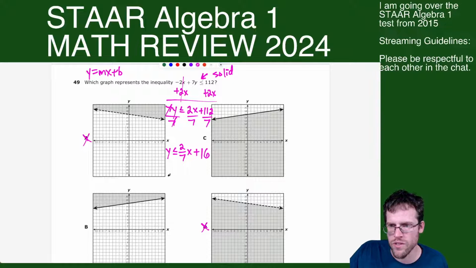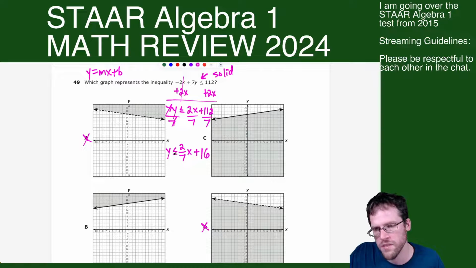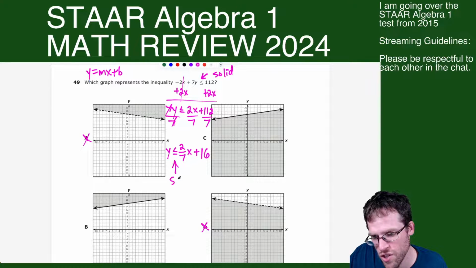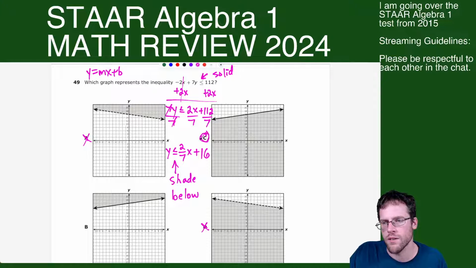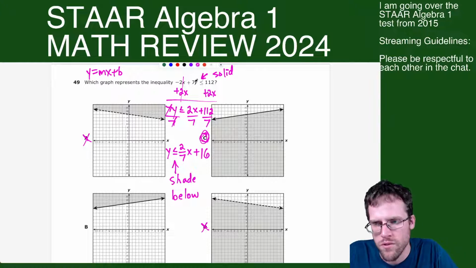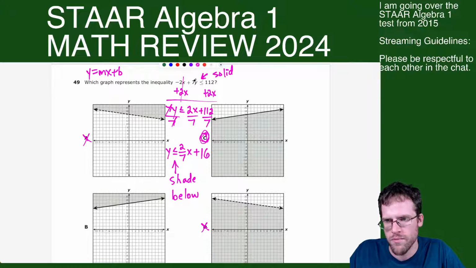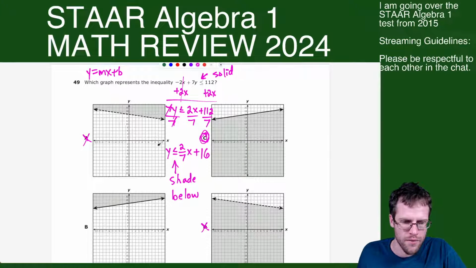So the remaining answer choices have the same line. We see it's y less than or equal to. This means shade below. Okay, so shade below, not above. So C. Some people might say, wait a minute, it just says less than or equal to, so shade under? Not always. Sometimes when you solve for y, the sign's going to flip.